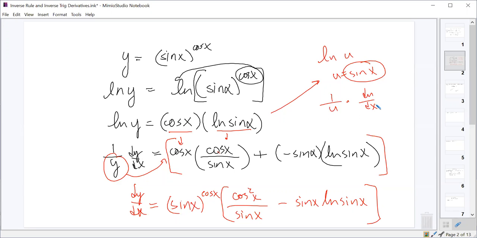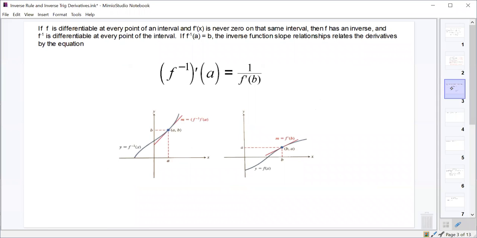Any other questions on that? Anybody? Or on anything that we've done so far this year? All right, let's move on then to what we're going to talk about today, which is the last little rule for taking derivatives.